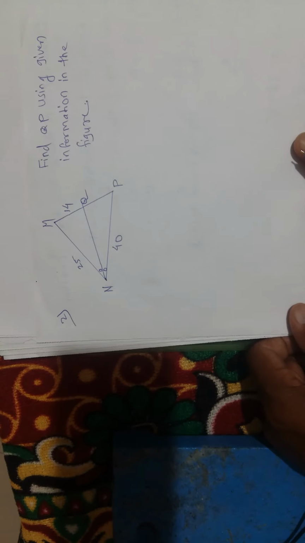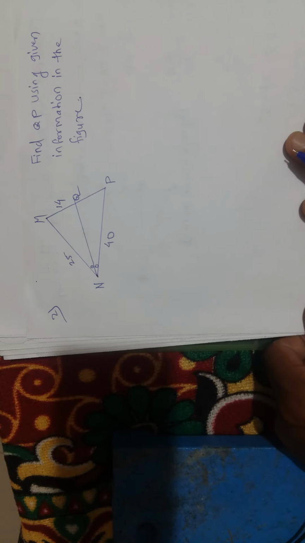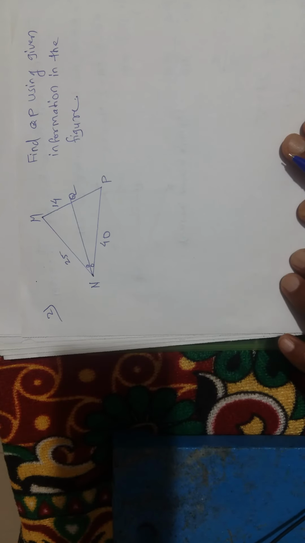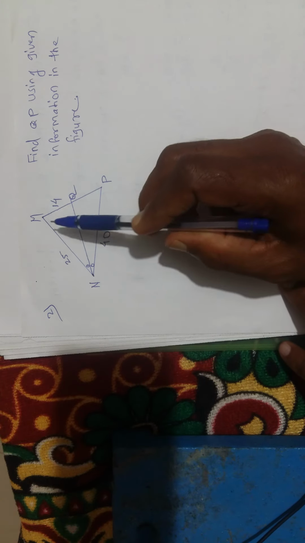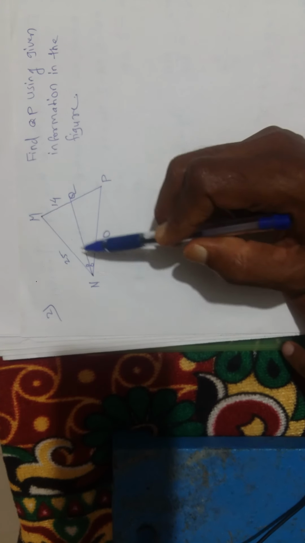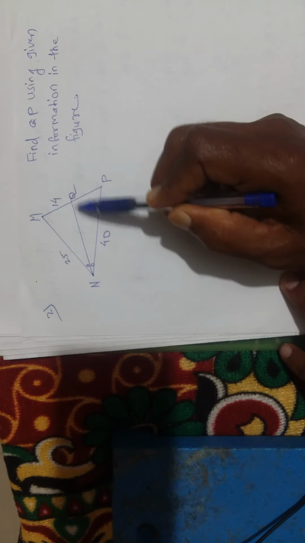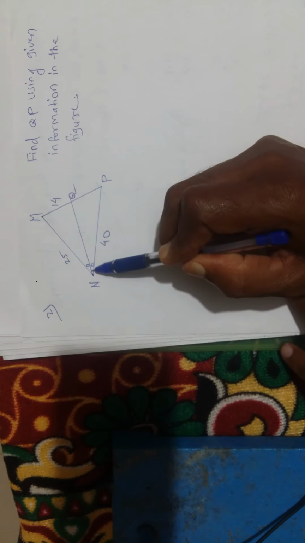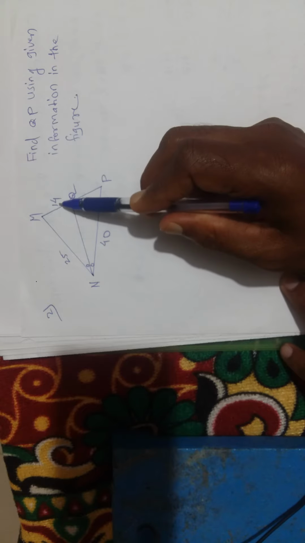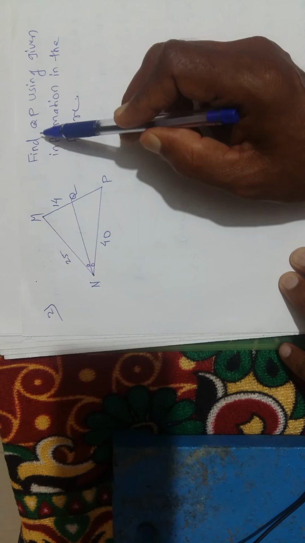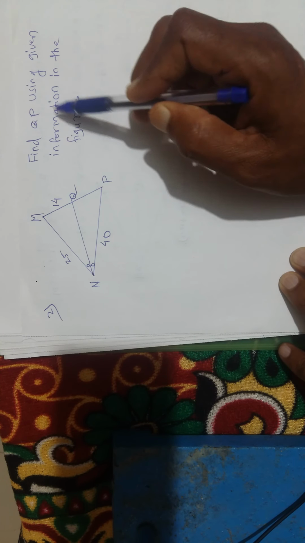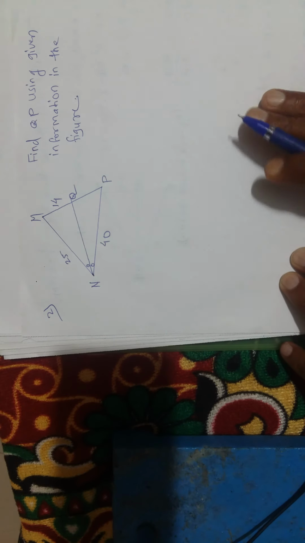So we are going to study the next example on the same property, that is the angle bisector theorem. See the figure here, this is triangle PNM. In this triangle, these both angles are the same, that is, segment NQ is the angle bisector of this angle, and these are the givens: MQ, MN and NP. So we have to find out the value of QP using this information.